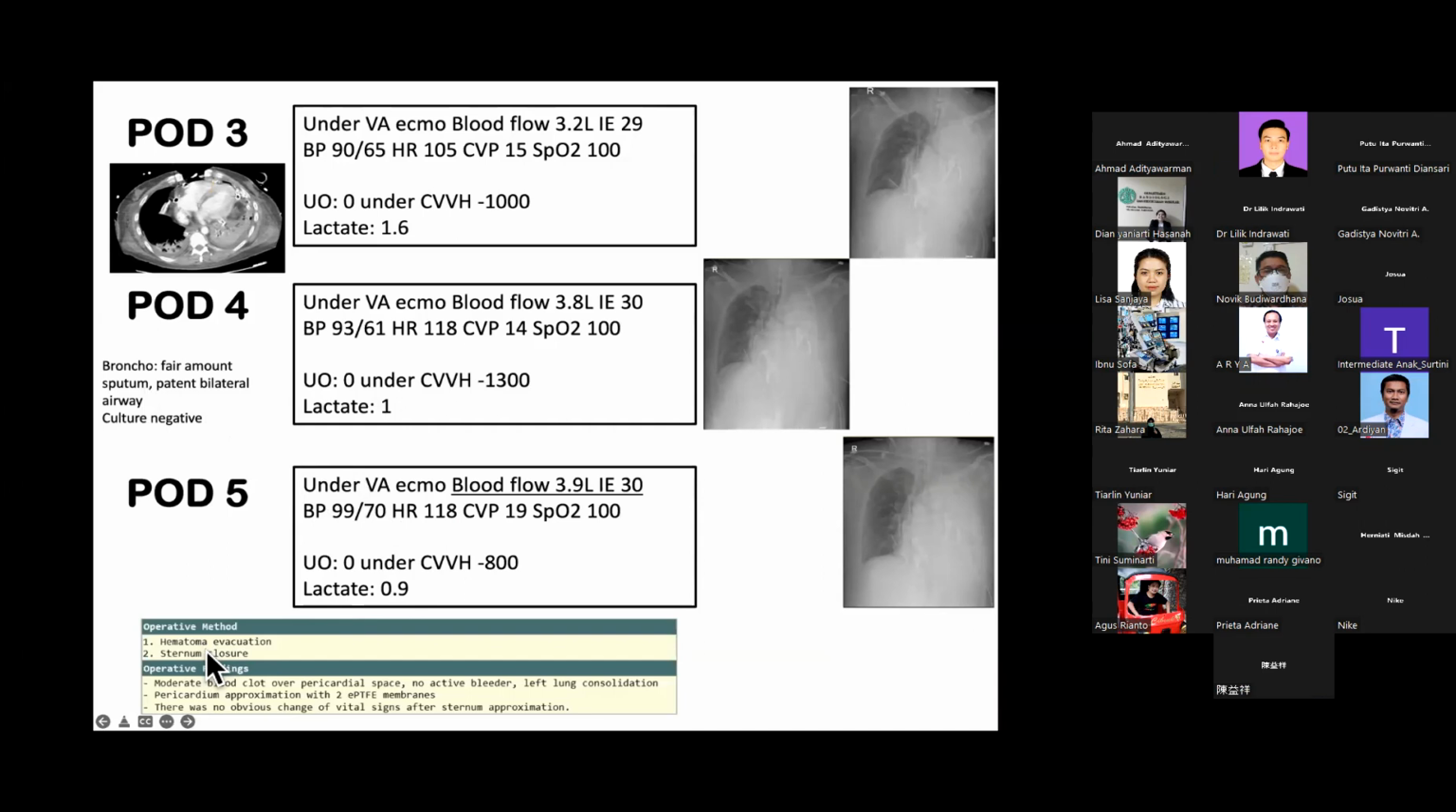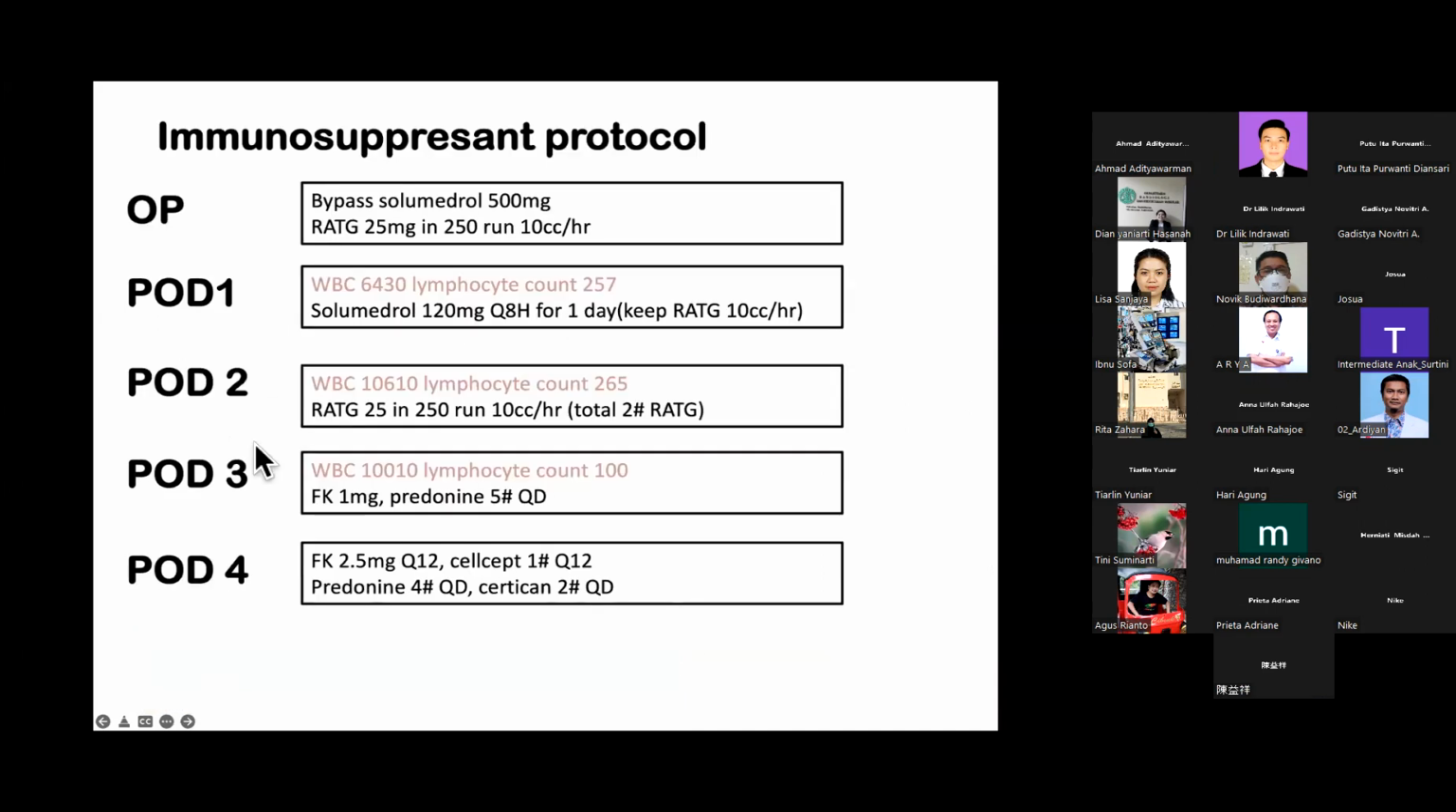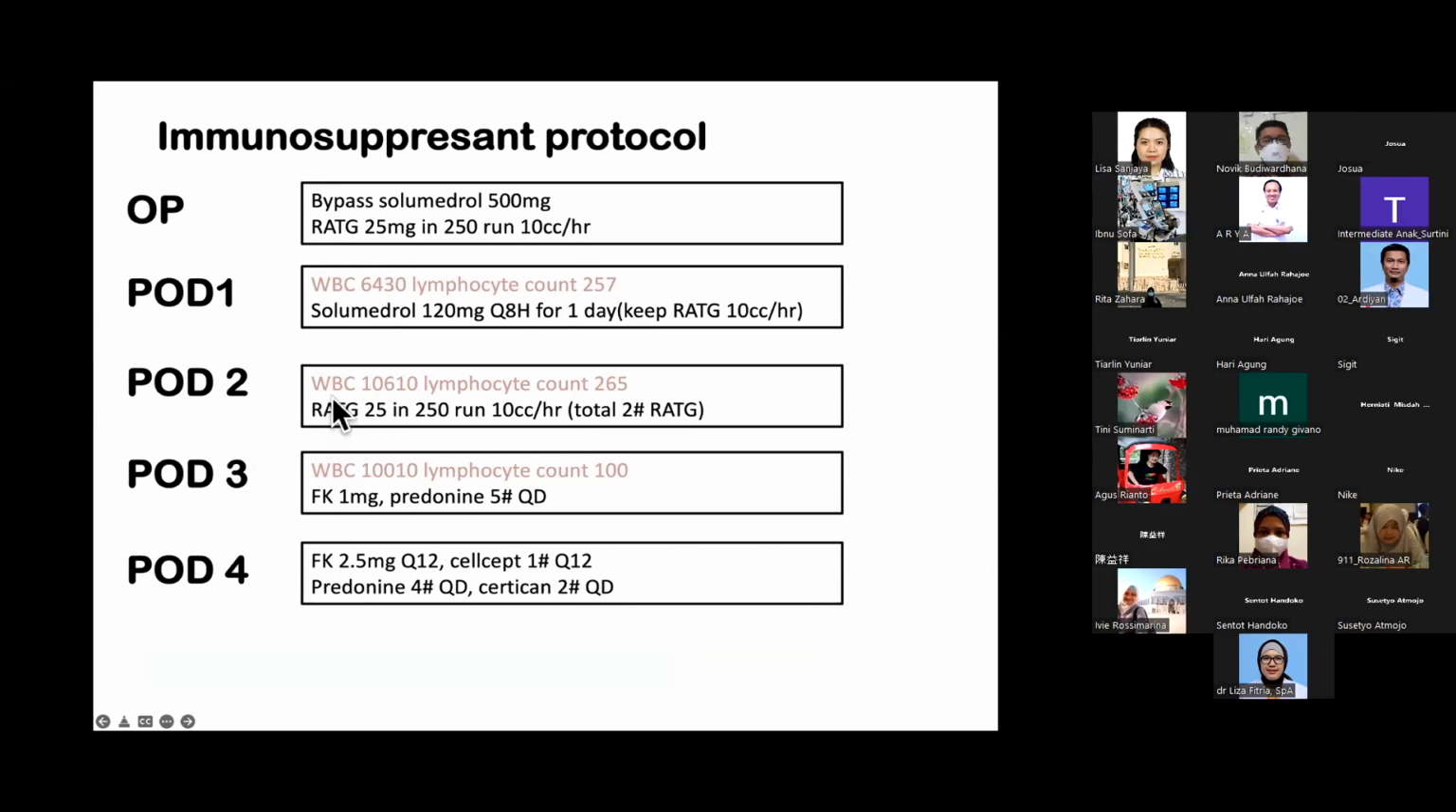And on day 5, we tried sternal closure. And this is the immunosuppression we have, as far as I know, our protocol. Even under ECMO support, we still use ATG, but most of the time we reduce the dose. And we also start our protocol with FK and prednisolone.